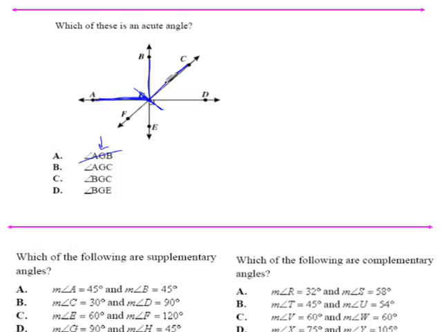AGC is A to G to C. This is an obtuse angle. BGC is B to G to C. That's this one right here. That's an acute angle.